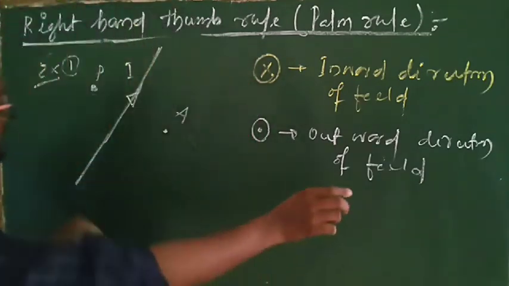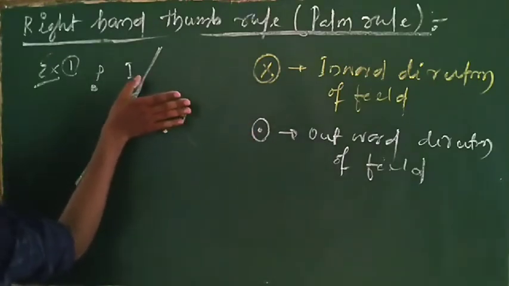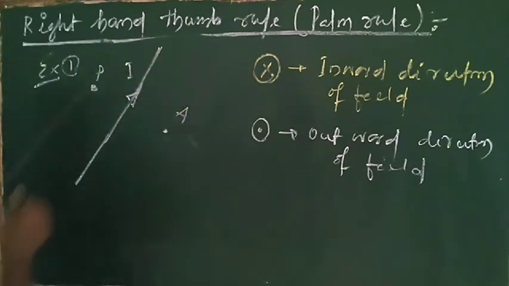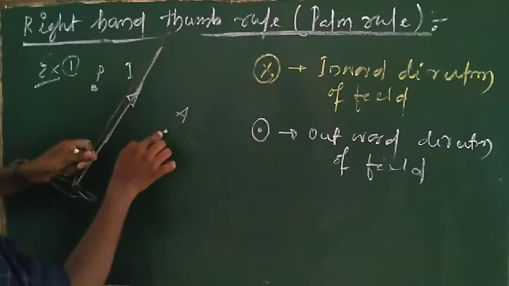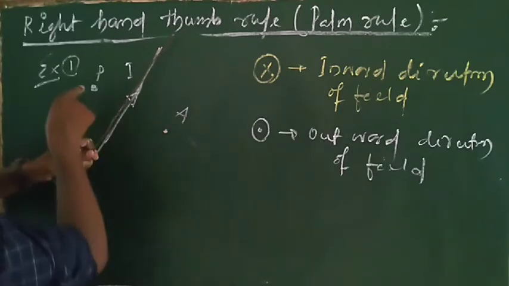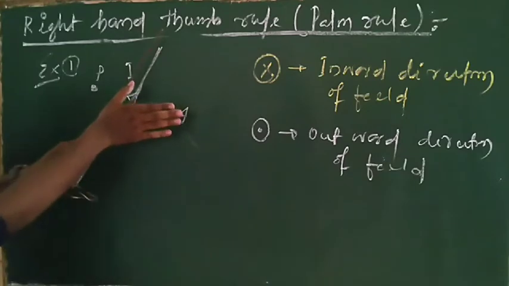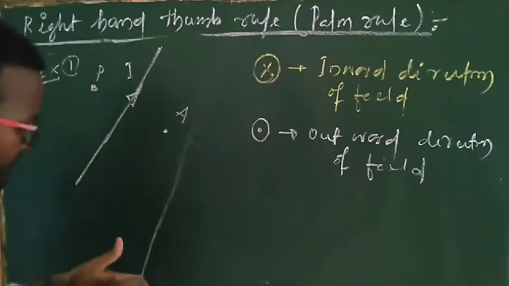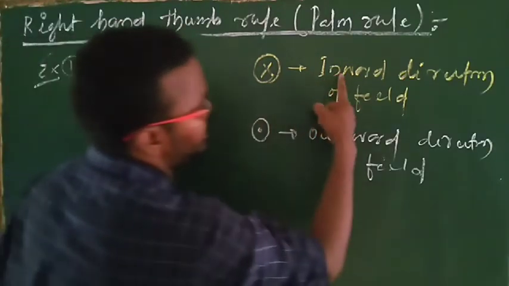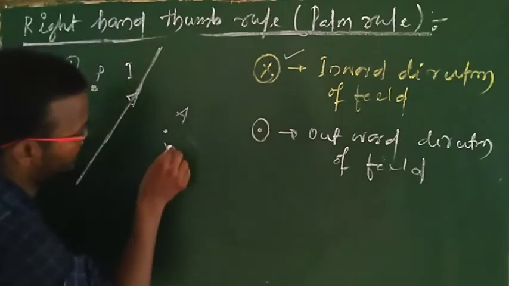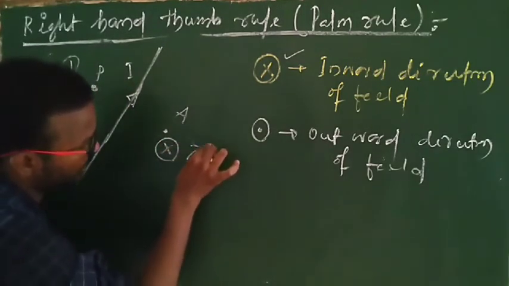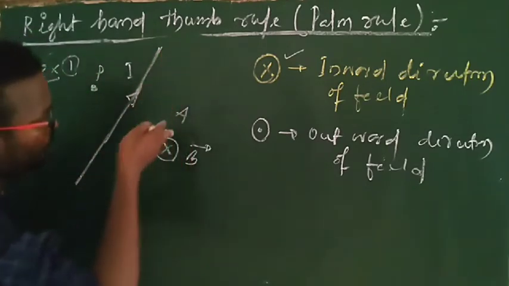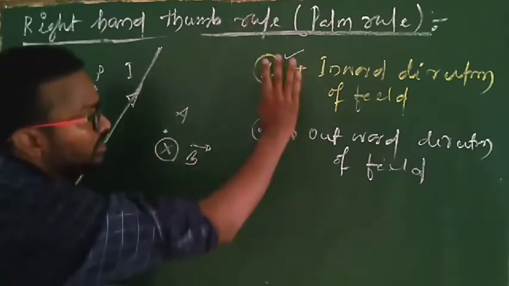What is the right hand thumb rule? First, the thumb indicates the direction of flow of current. Now here we have to find the direction of magnetic field. Clear? So this is the right hand thumb rule, and it indicates inward direction. So here the magnetic field is inward, and this is the symbol of inward direction. So we can write a cross and B vector, which represents the magnetic field due to this current carrying wire, which is inward direction and perpendicular to this board.